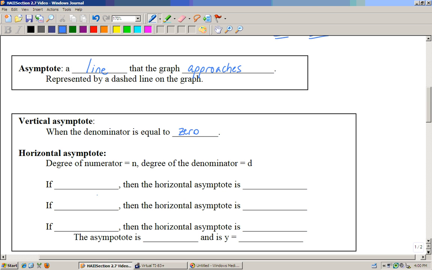Horizontal asymptotes are going to look at the degree of the numerator and denominator and compare them. If the degree of the numerator we call n, and the degree of the denominator we call d, if the degree of the numerator is less than the degree of the denominator, then the horizontal asymptote is automatically y equals 0. Looks like where it's on the x-axis. If the numerator and denominator's degrees are equal, the horizontal asymptote is y equals the ratio of the leading coefficients. And we'll talk about that when we get to a problem.